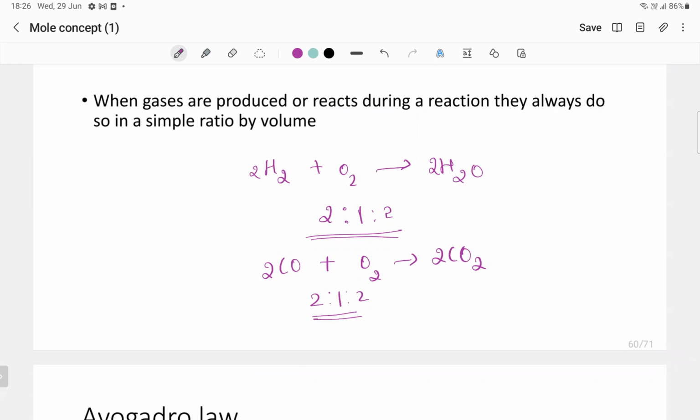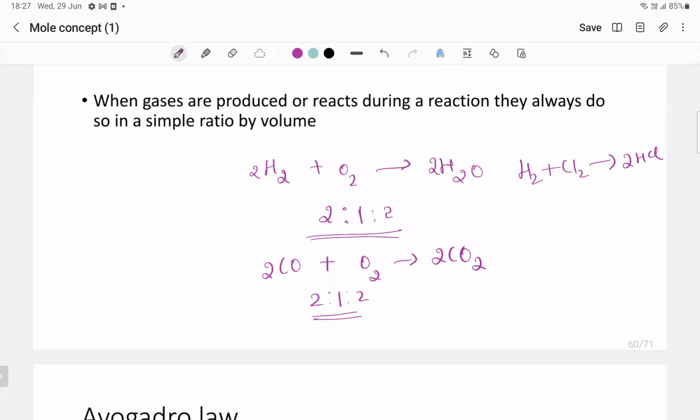When gases are produced, here you are producing the gas. Take HCl gas also. How is HCl gas produced? Hydrogen and chlorine will make 2 HCl. So when gases react or are produced, they always do so in a simple ratio. Here you can say 1:1:2. All this simple ratio you have to take by 1. Got my point? So now this is Gay-Lussac's law. Don't complicate it with any other term. This is Gay-Lussac's law. Now we can go for Avogadro's law.